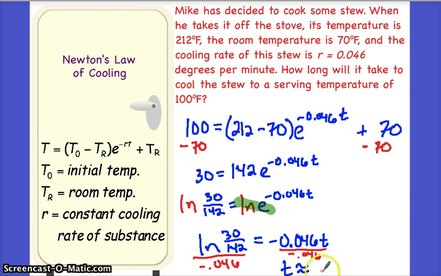And t will come out approximately equal to 33.796. And notice that our rate is degrees per minute. Since we were finding time, that means we're operating in minutes.